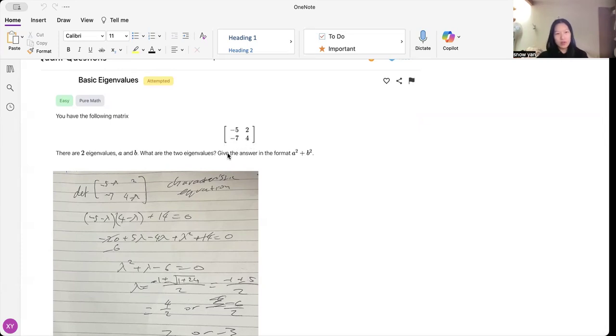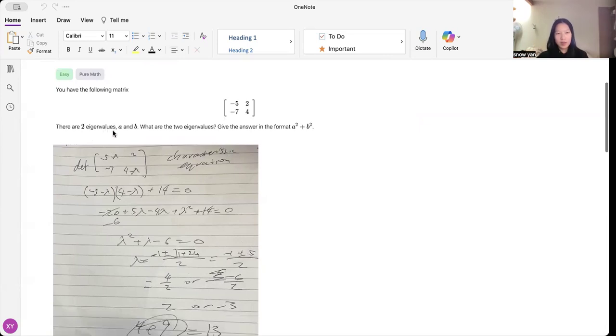So it's a 2 by 2 matrix. And there are two eigenvalues, a and b. What are they? Find the answer in the format of a squared plus b squared. Okay, so that's pretty straightforward.